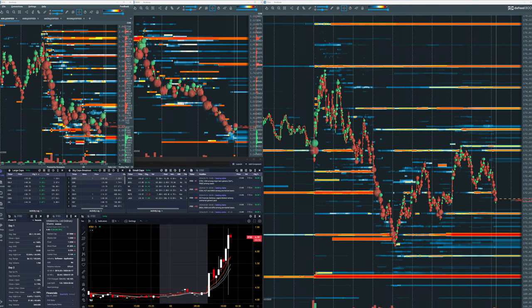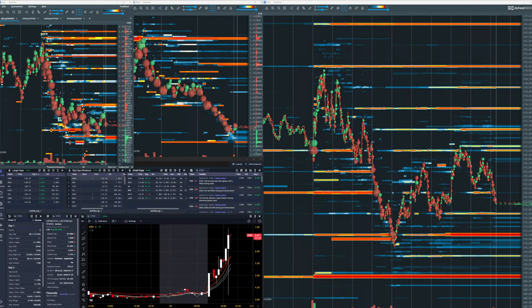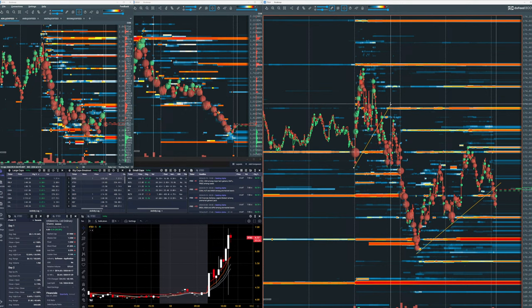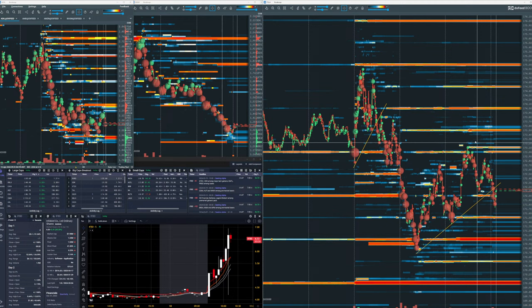So Tesla, we had that rejection from the J lines coming back all the way down. And when you are learning a little bit how to use Bookmap, try to also put your trend lines on that. I like to put trend lines on my Bookmap charts and see patterns. It really helps you.